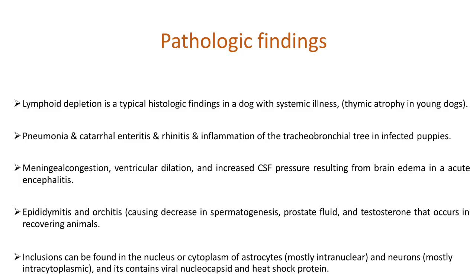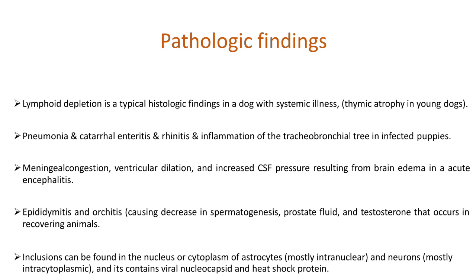Other pathological findings include lymphoid depletion, which is a typical histological finding in dogs with systemic illness, thymic atrophy in young dogs, pneumonia, catarrhal enteritis and rhinitis, and inflammation of the tracheobronchial tree in infected puppies. Meningeal congestion, ventricular dilation and increased cerebrospinal fluid pressure resulting from brain edema occur in acute encephalitis. Epididymitis and orchitis cause a decrease in spermatogenesis, prostate fluid, and testosterone that occur in the recovering animal.